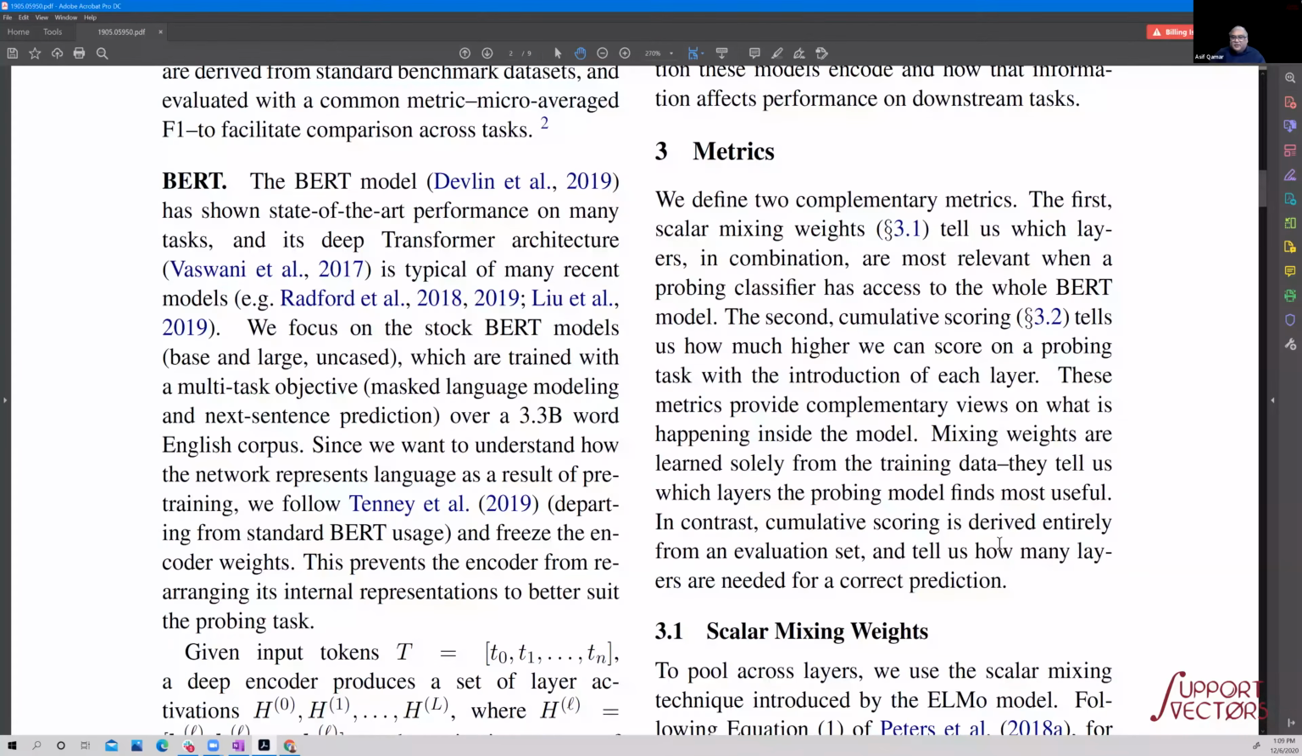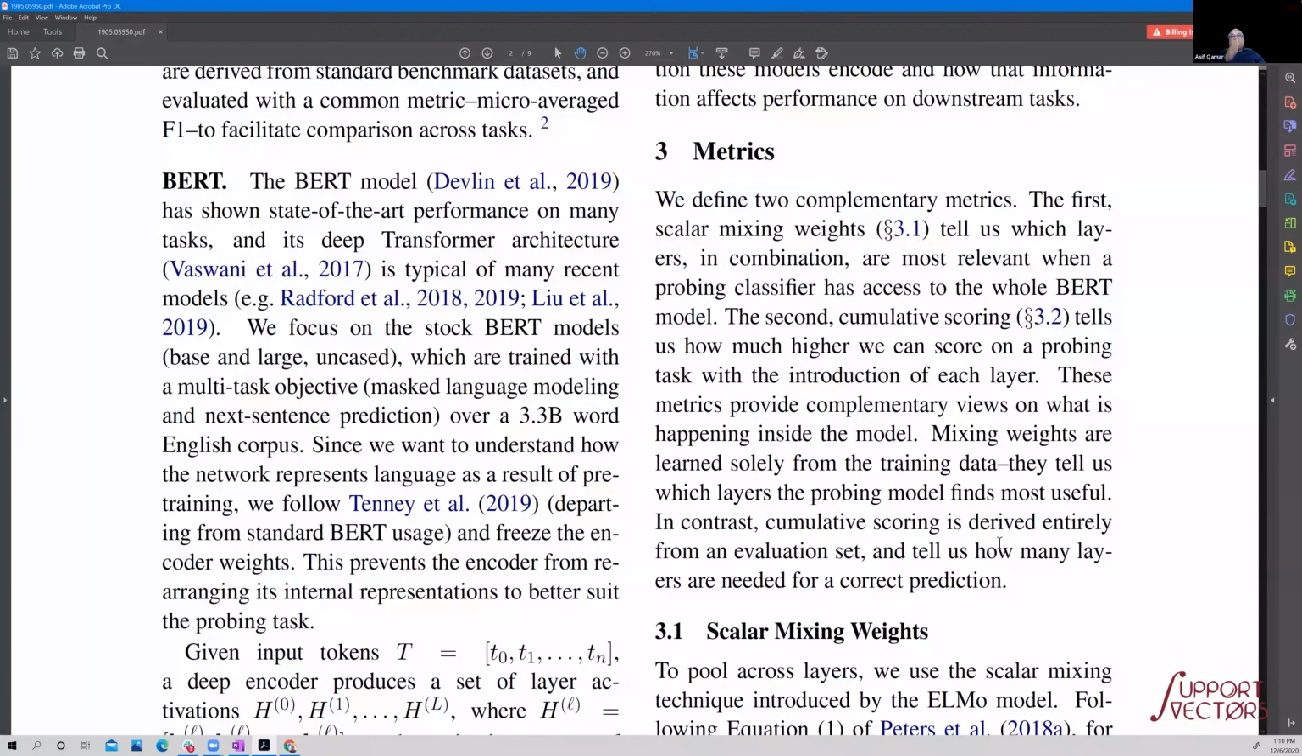And then when you looked at this, the scalar mixing weights tell us which layers in combination are most relevant when a particular probing classifier has access to the whole model. The second is the cumulative scoring. So this one tells you which 2-3 layers are important. Now the next one is a different metric, and this is important. The second, cumulative scoring, tells us how much higher we can score on a probing task with the introduction of each layer.